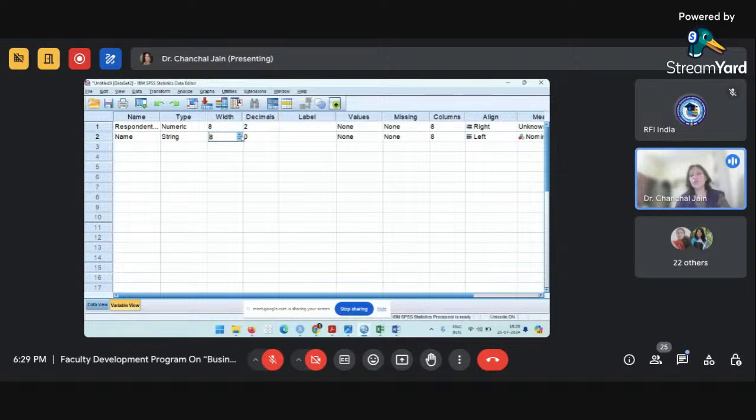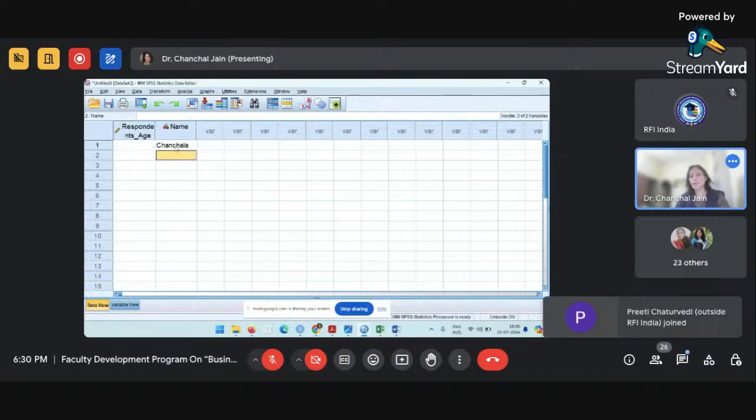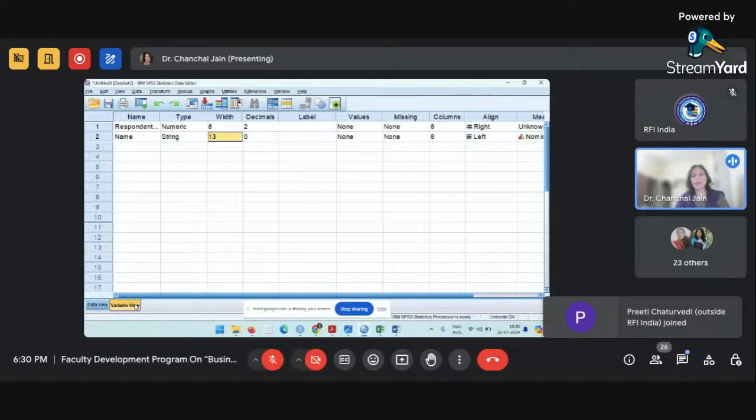If you want to extend or increase the width, you can use these up and down arrow keys to increase or decrease the width, right? Suppose I come here and now I want to complete my name as Chanchala. You can see I did it. Now I am going to the next cell. I am not getting any error or warning sound now, right? Easily I am able to write my first name, right? Now, coming again to the variable view.